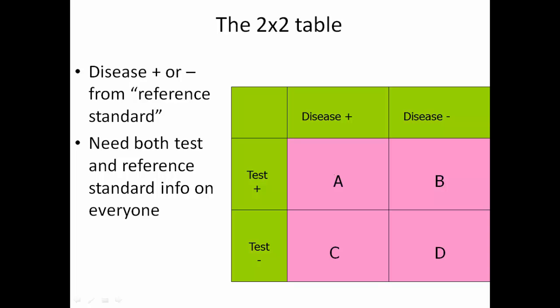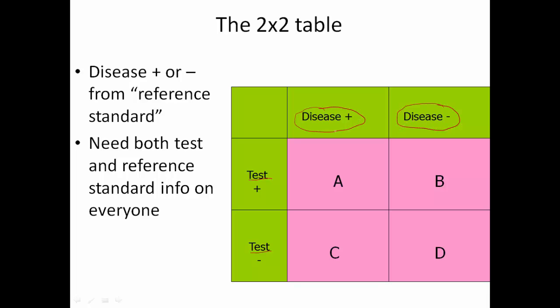So the 2x2 table, here's the essential components of the 2x2 table. You have the disease in these columns. This is defined by the reference standard, the ideal diagnostic test for the condition that confirms the disease. This is the test of interest down here. In the colon cancer case, we're going to talk about fecal occult blood testing as the test of interest and colonoscopy with biopsy as the reference standard.